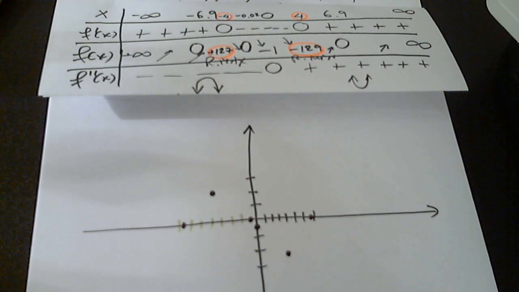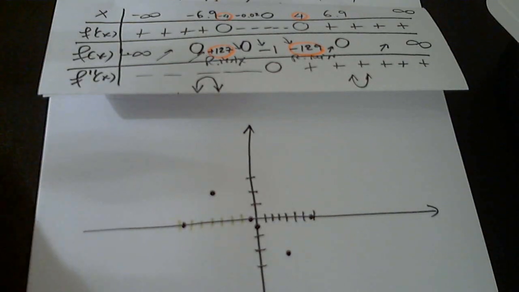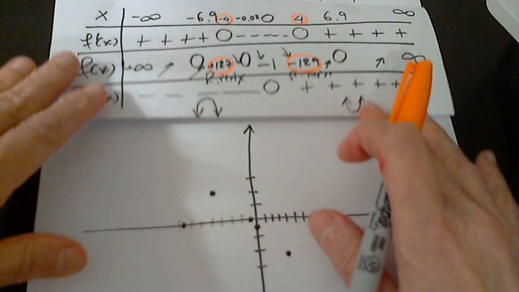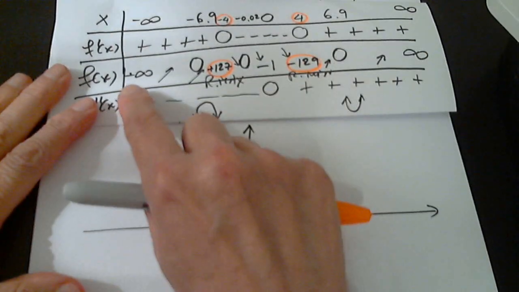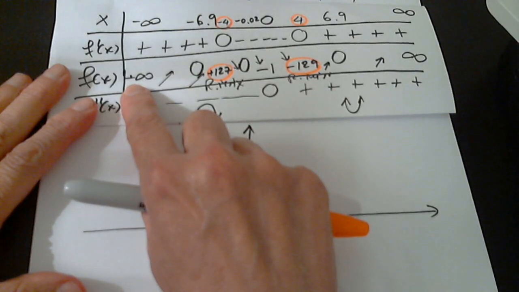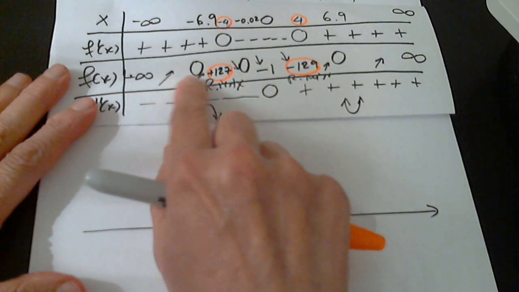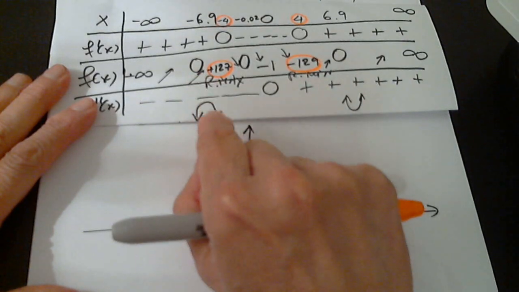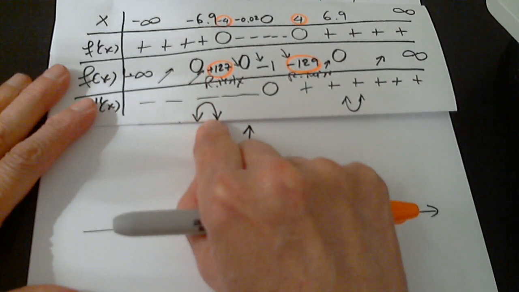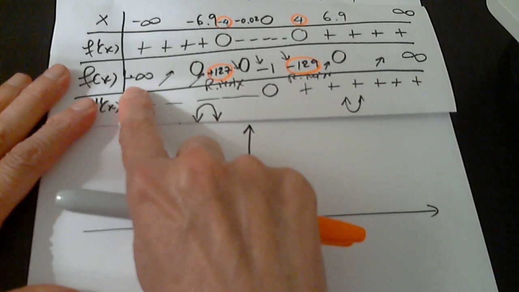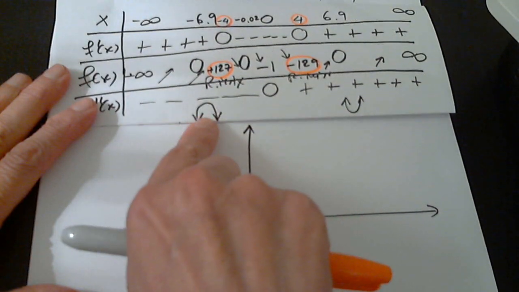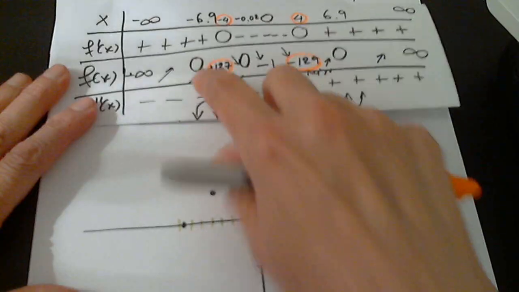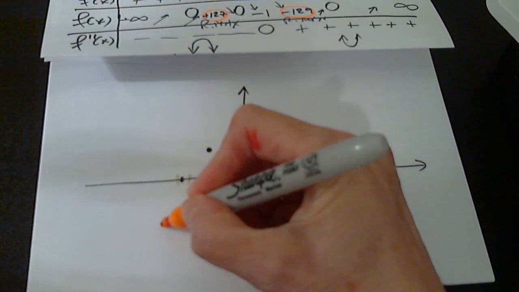Now I'm ready to connect these. Let's see if I can use a different color. Okay. From negative infinity, the function is increasing to the first x-intercept, opening downward. Again, from negative infinity, the function is increasing, opening downward to the first x-intercept.